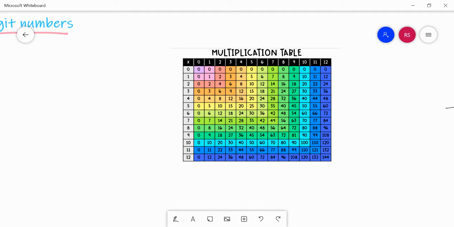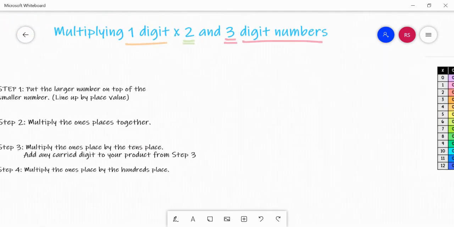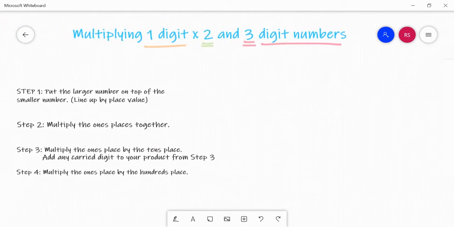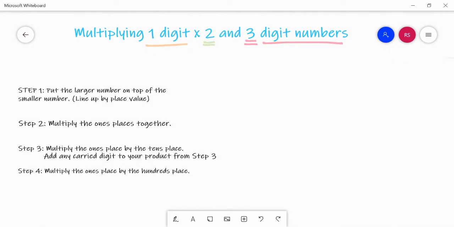Okay, so we'll refer to this throughout the lesson, but we are going to follow our steps and we're going to be multiplying using the standard algorithm. We know that algorithm is just a fancy word for a way of doing something. So it's the standard way of multiplying. This is just how we multiply one-digit numbers. So we're going to start with a 2-digit number.